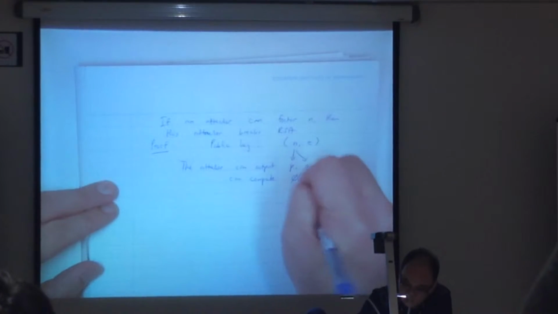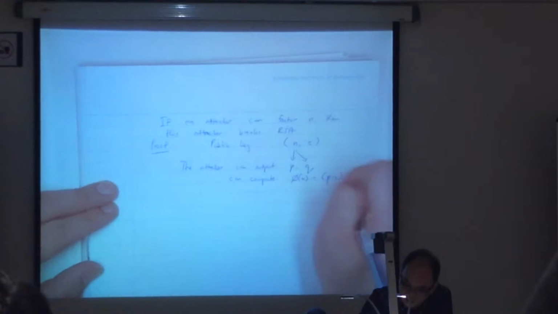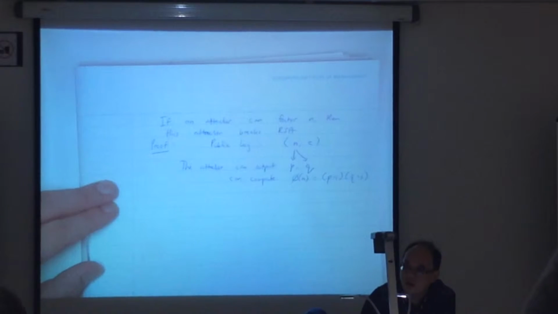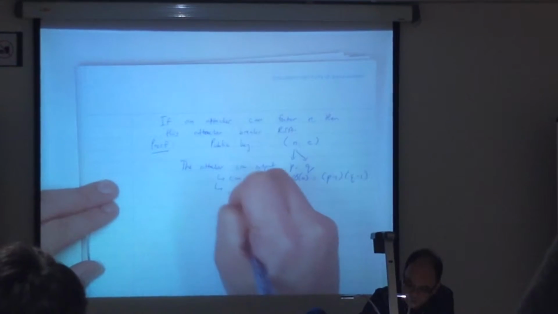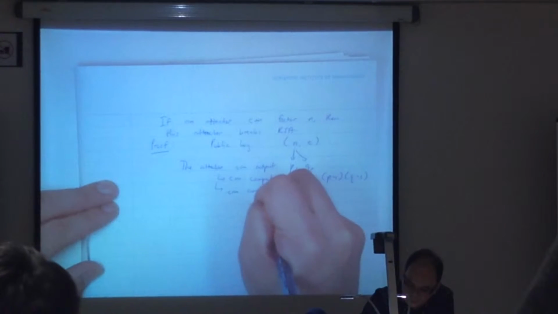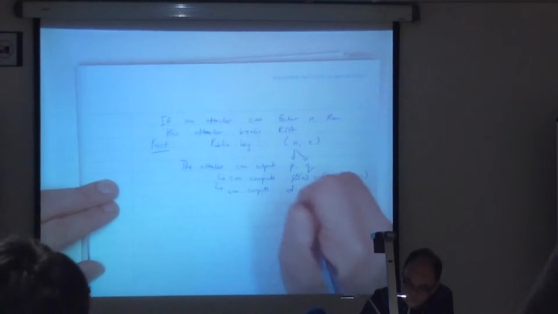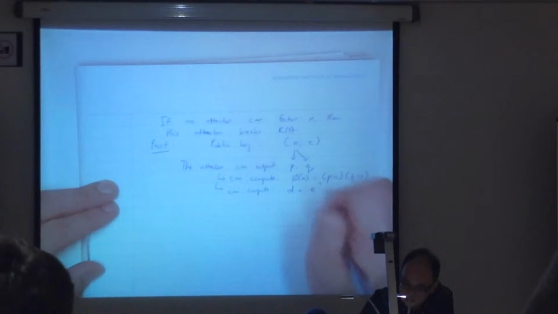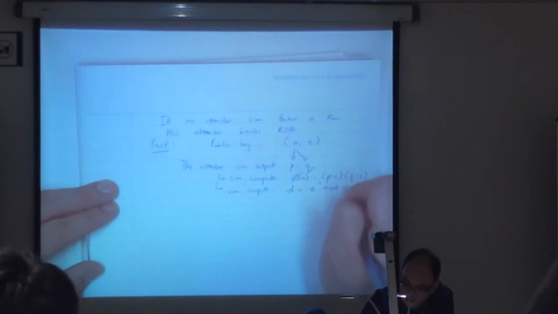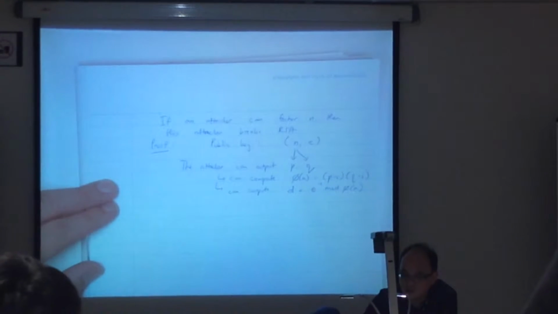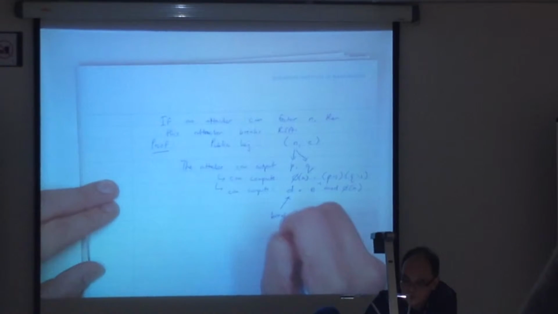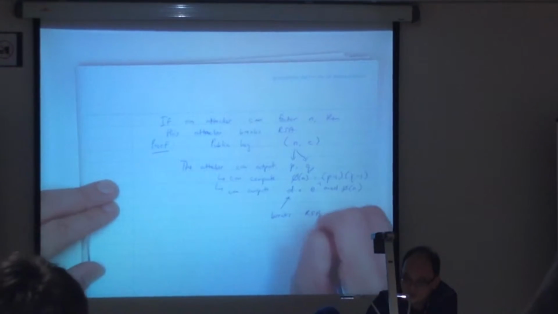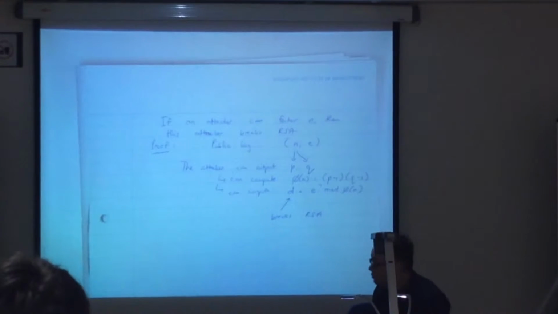phi n equal to P minus 1 times Q minus 1. And finally, the attacker can compute D equal to E inverse modulo phi n. In that case, you know D, that means you have broken RSA. Okay? So that's how it works.